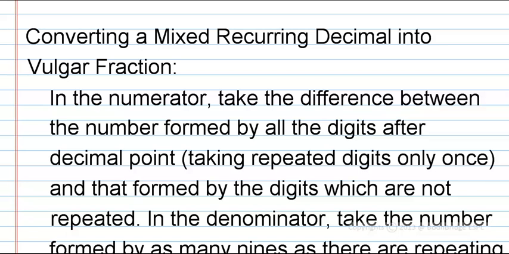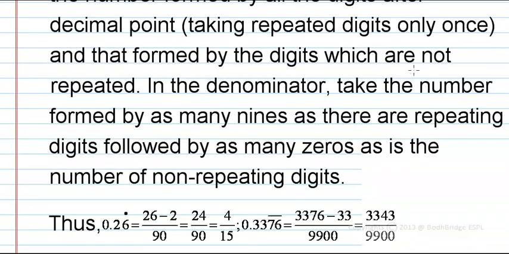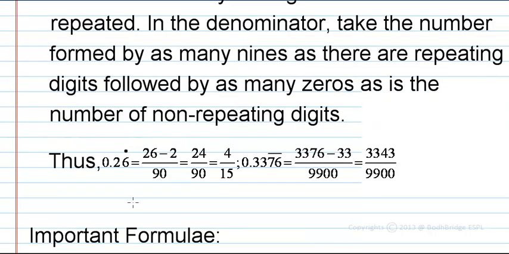So mixed into vulgar. What is mixed? I said before that some of them are repeated and some of them are not repeated. Okay. So now see, in the numerator, take the difference between the number formed by all the digits after the decimal point, taking the repeated digit only once, and that formed by the digits which are not repeated. In the denominator, take the number formed by as many 9s as there are repeating digits, followed by as many zeros as the number of non-repeating digits. So I will tell you how. See here, the first value is 0.26. Okay.